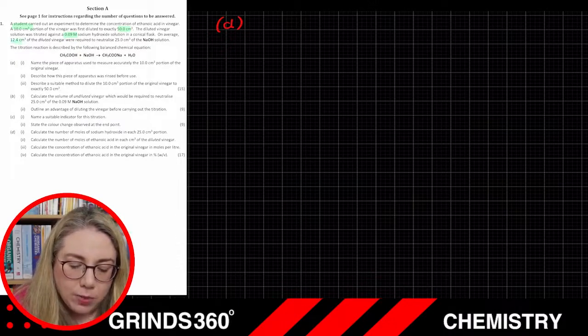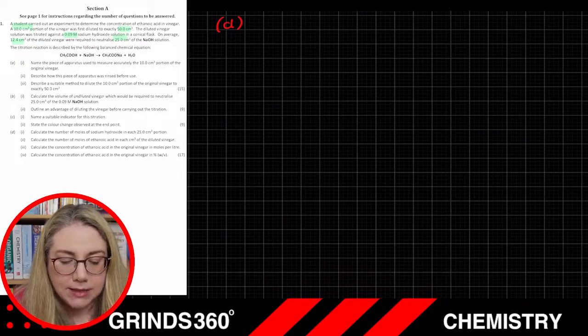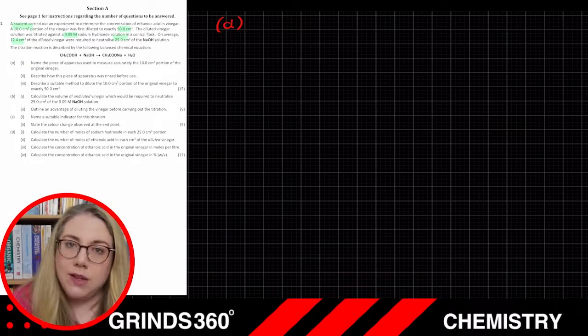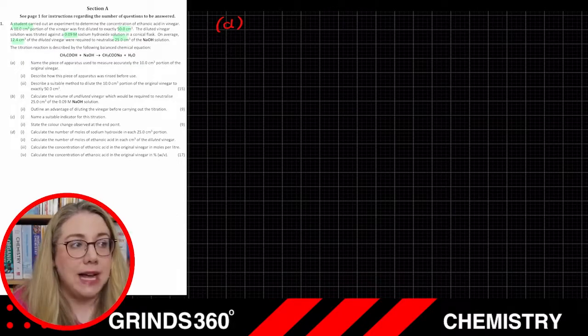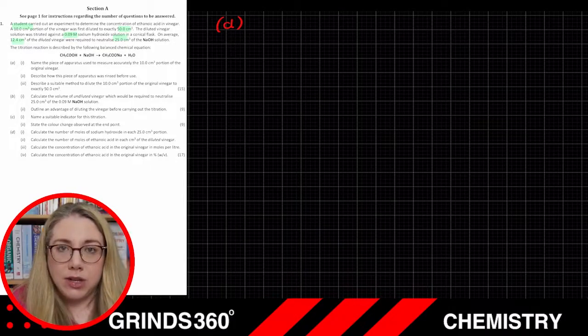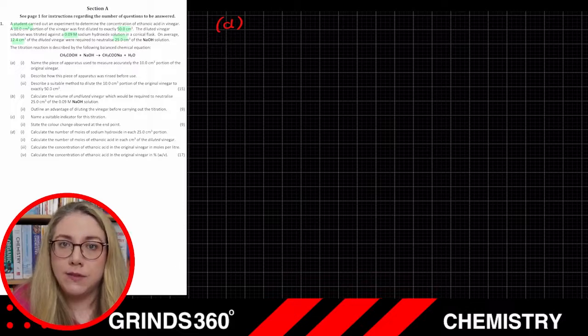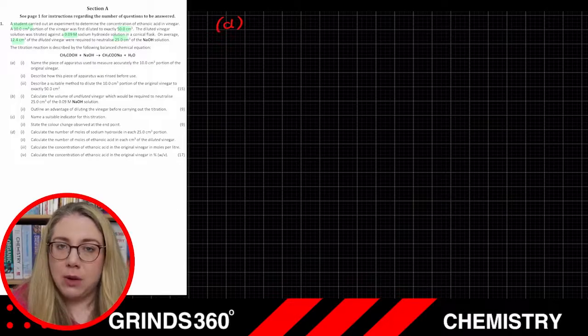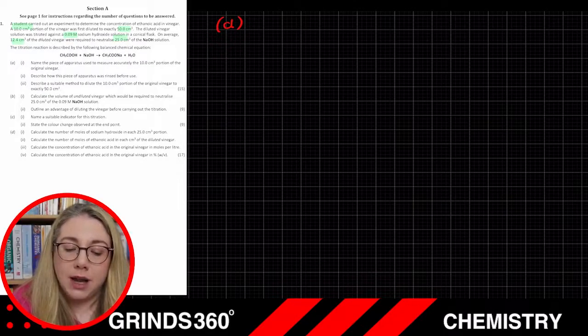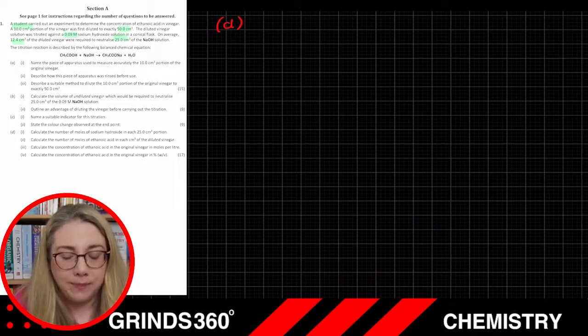On average, 12.4 centimeters cubed of the diluted vinegar were required to neutralize 25 centimeters cubed of the sodium hydroxide. All of those 5 numbers that I have highlighted on the screen, you're going to have to use in your calculation. What can sometimes be daunting about the titration, particularly the nastier ones like the thiosulfate ones, is that they usually bombard you with lots of information. So I don't want to be reading this titration question 5 times to pick out what's important. When I read through this, I'm going to highlight the numbers that are given because they're the numbers I'm going to be using in the calculation anyway.